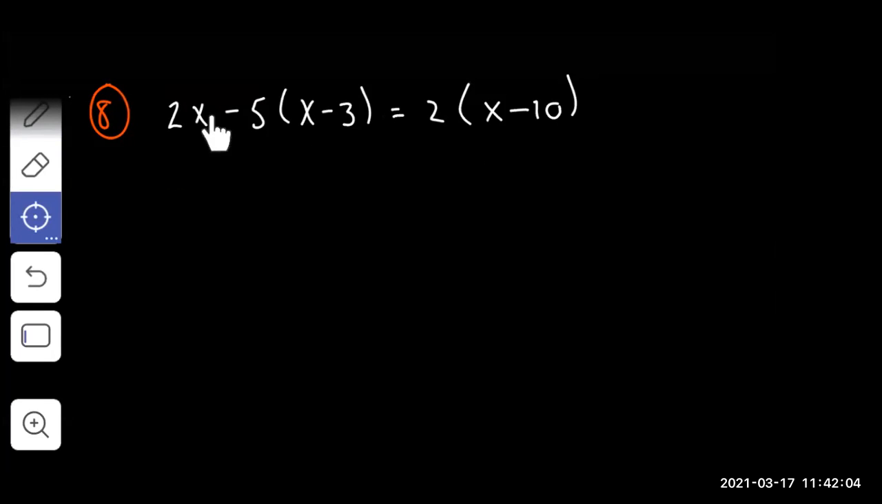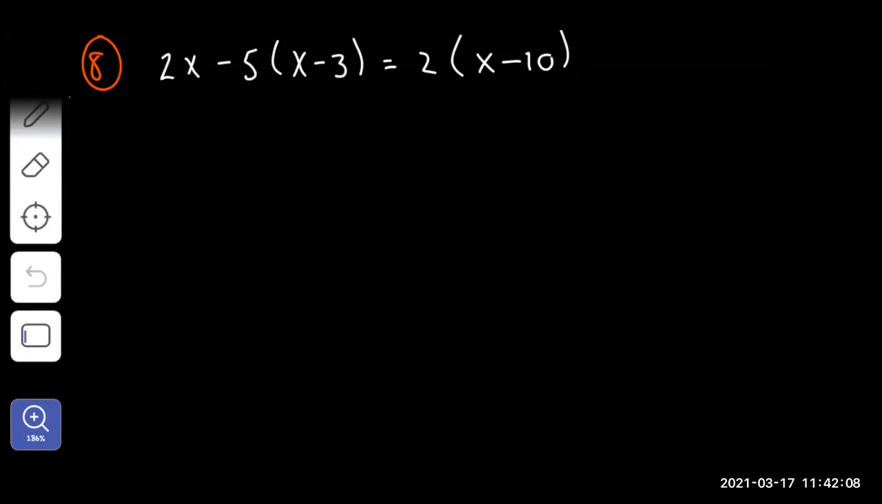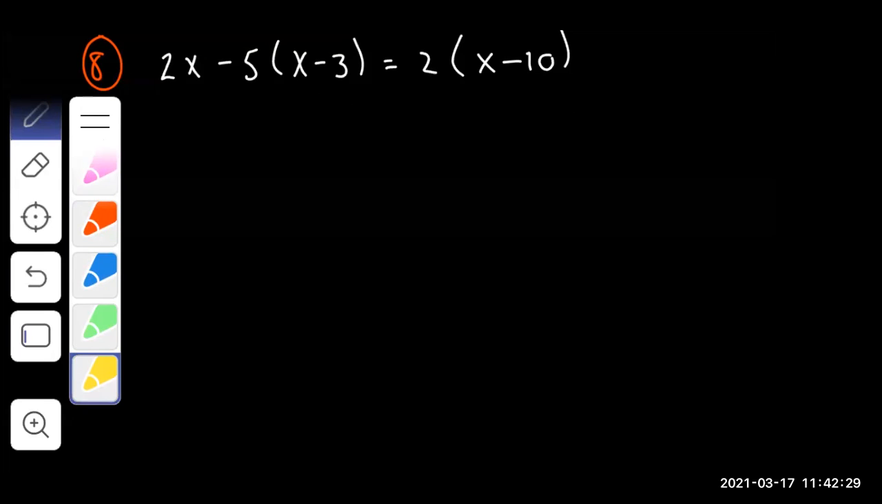Guys, that is quite difficult. In this case, I don't know how to do it mentally. That's why we're going to use algebra to solve this. We got parentheses. Guys, I need to get rid of the parentheses first. This parenthesis, x minus 3, I cannot simplify it. That's why I need to use the distributive property.